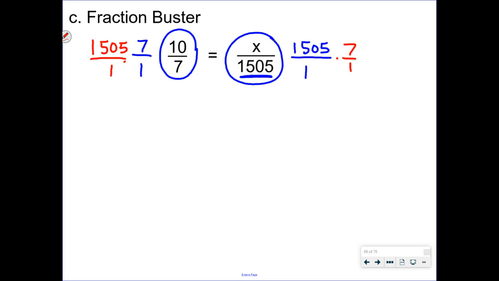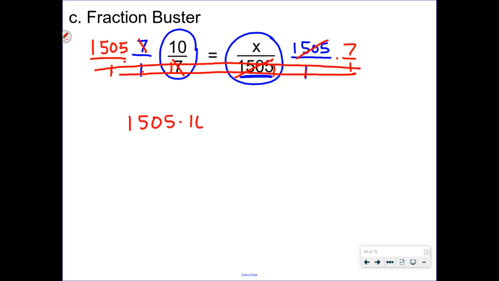So, here's what happens then. Well, this 7 cancels out this 7, and this 1,505 cancels out this 1,505. So now all I'm left with, this is just 1 and 1, and now this is all 1 and 1 and 1. So all the denominators go away. All I'm left with then is 1,505 times 10 equals 7 times x.